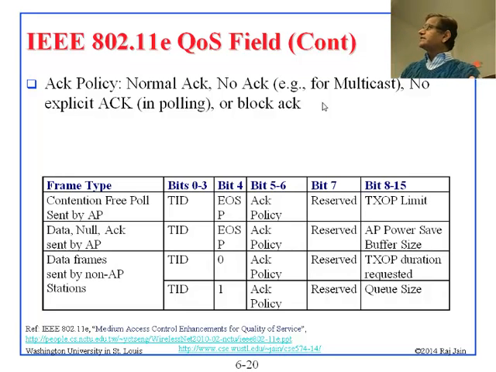Third is, if the data frame is sent by the non-access point stations, that is normal stations, then if this bit is 0, it means I want so much duration. So I really want to transmit for 5 milliseconds. And if it is 1, that means I have a queue of so many frames. So you can ask in either one of these 2 ways, either the queue size or the duration. And you can see how they are used. This 16-bit field was added by 11E. Any question about this field?